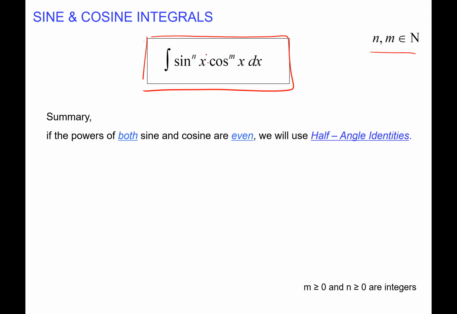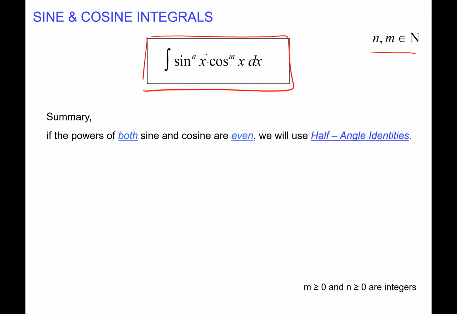Since they are positive integers, the only difference will be that our decision will be based on whether n or m is even or odd. It could be even or odd, because that's the difference.